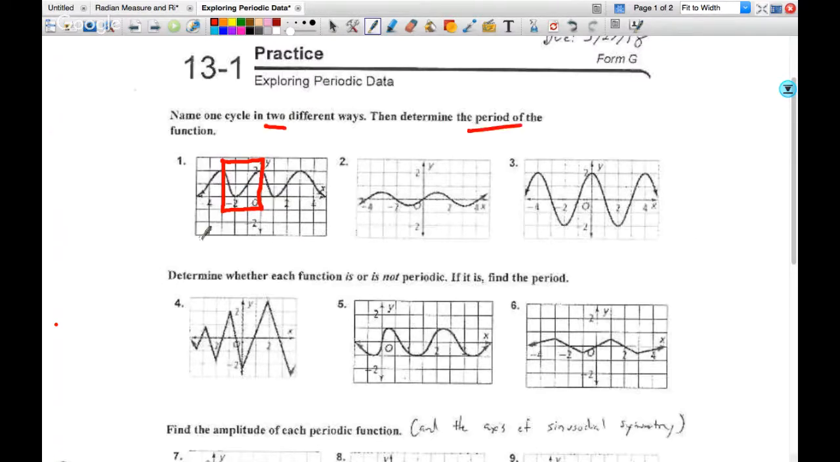The period of the function is how long it takes to complete one cycle. So if we started at a peak, how long does it take in terms of x values to go from that peak down and back up to that peak? The period in this first one is equal to 3 units. And you'll see it also takes 3 units to go from the bottom of this wave to the bottom of this wave over here. So any feature in the periodic function is going to take 3 units to repeat.